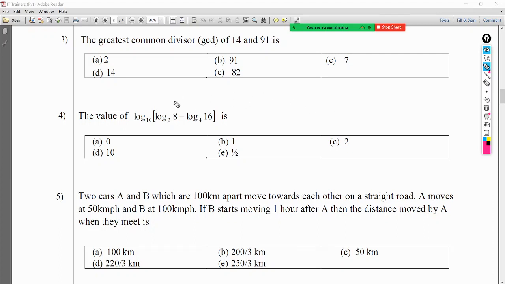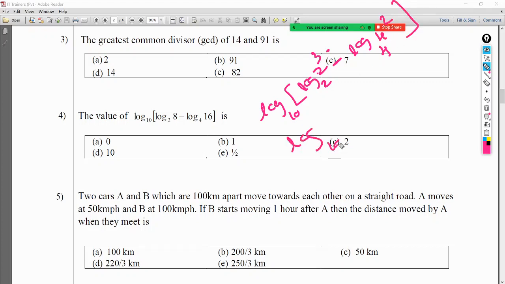log 2 8 is log 10, log 2. We have to write this as a power of 2, 2 to the power 3, minus log 4, we have to write 16 as 4 to the power 2. Now we are done. Log 10.